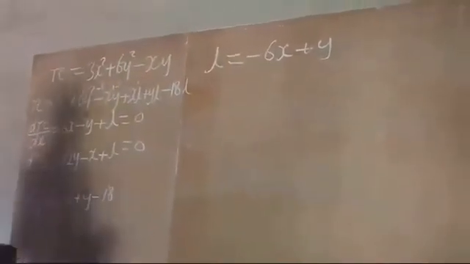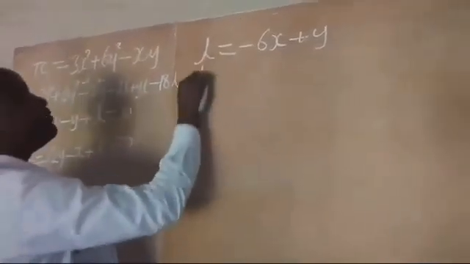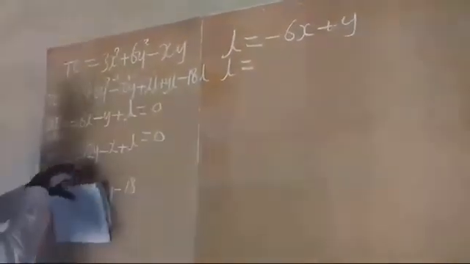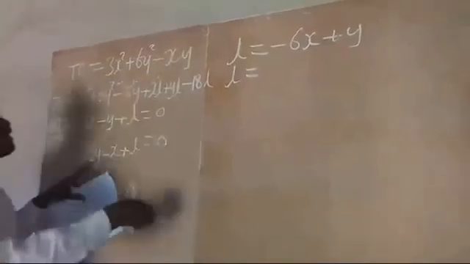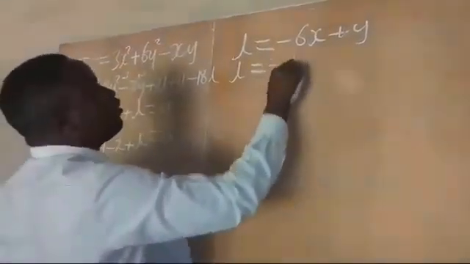Even the one for y, the one we differentiated for y, we are going to say lambda will remain here, is equal to this 12y will cross the equal sign and it will be negative 12y.